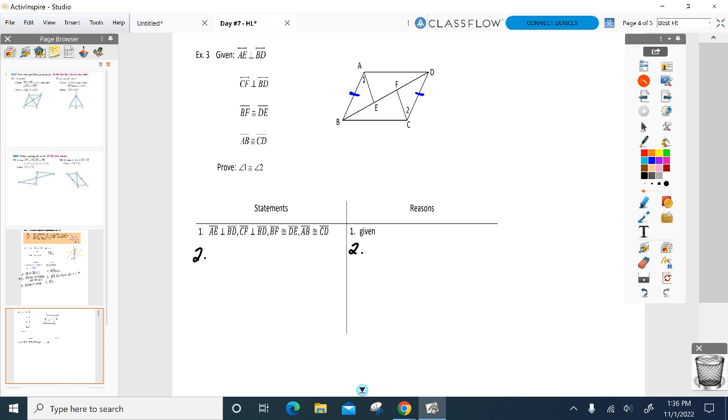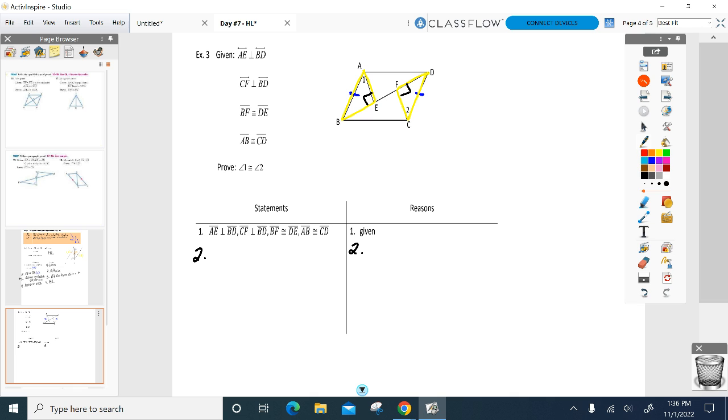CPCTC. Good. CPCTC. Which triangles do I need? The ones that contain 1 and 2. Right? I need those congruent. All right, so let's keep planning. Let's keep planning here. I don't want to write. I got a pair of sides congruent. These perpendicular lines tell me these form right angles.